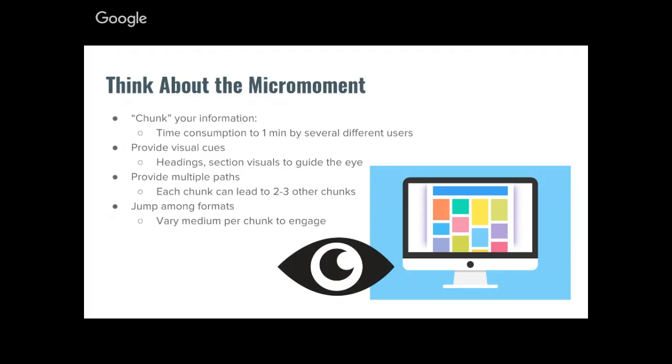How often do we, for instance, on mobile, just sit down and read linearly, in order? We don't, right? That's how people expect to learn about the Civil War or learn about your mobile conferencing offerings. It's all the same mindset when they approach mobile content. You also want to jump among formats. You want to vary the medium per chunk.